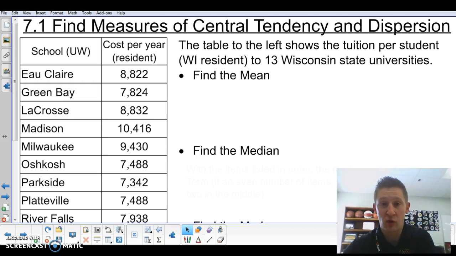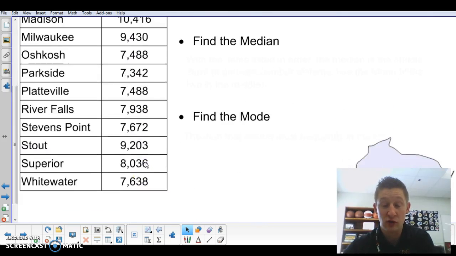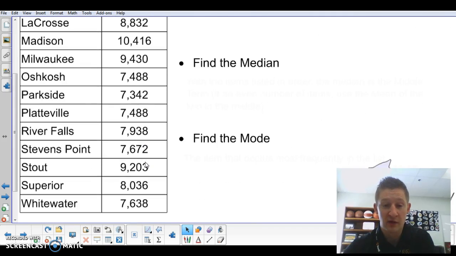So, in our first lesson, we're going to be looking at finding measures of central tendency and dispersion. To do that, on your notes, you've been given a table of values that lists the current cost to attend any of the 13 UW schools. So if you want to go to UW Green Bay, UW Eau Claire, Stevens Point, Madison, Milwaukee, etc., this is what it's going to cost you to go there each year. And that, given that you're a Wisconsin resident, this is the resident tuition. You can go ahead and look these up if you don't believe me.